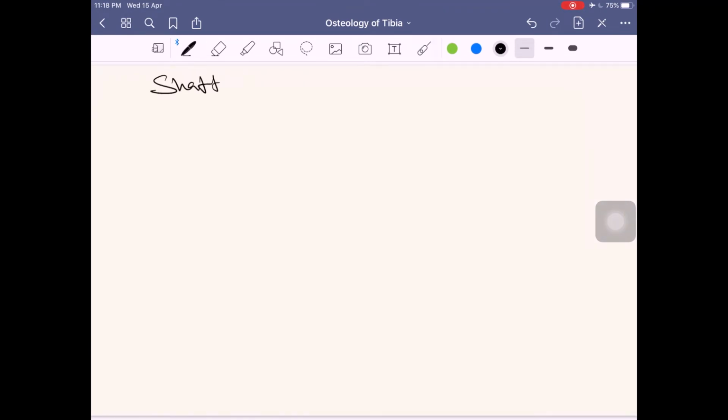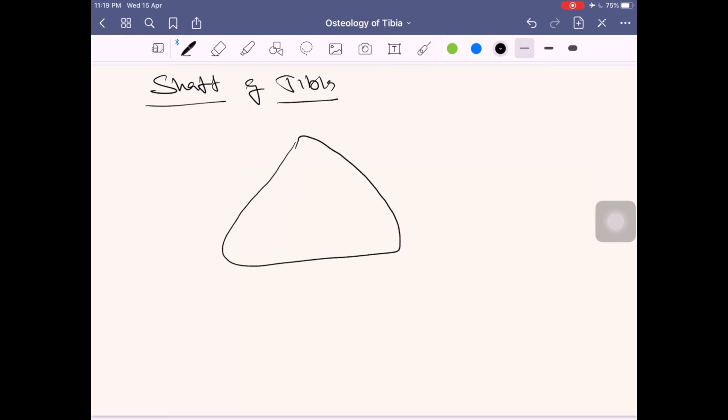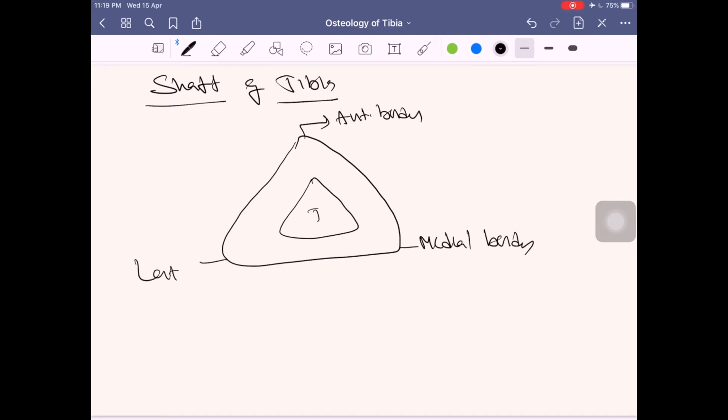Now let us go to the shaft of the tibia. Remember, I told you the shaft of the tibia has three borders. There is an anterior border, and then there is a medial border. So if I consider this medial, and there is a lateral border.